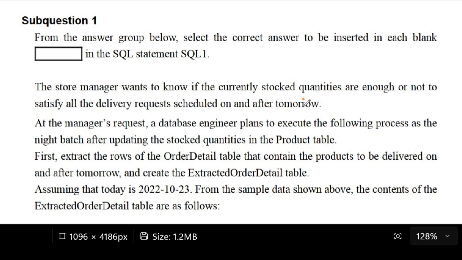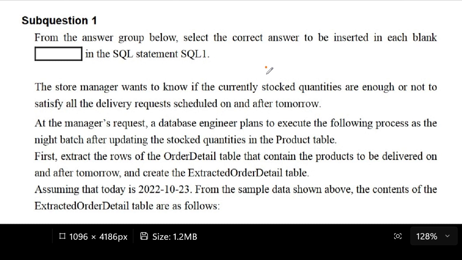Question number 3 of the PhilNITS FE afternoon portion of the exam. In this question, we have to choose from the answer group below the correct answer to be inserted in each blank in the SQL statement, SQL1.